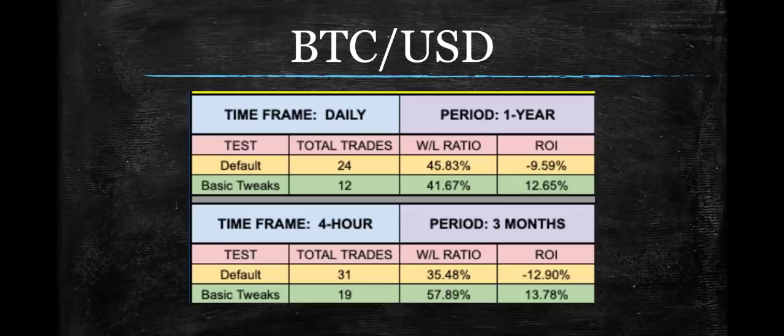But if you are strictly trading Bitcoin, for example, then you certainly have a point. You're going to probably want more trades than just 12 a year. So the tweaks you see here may not be for you, and I understand that.